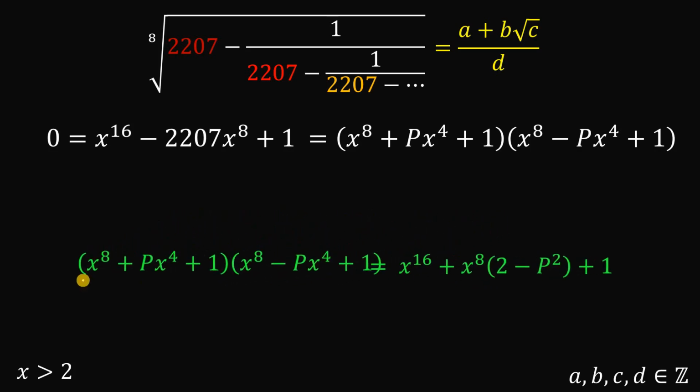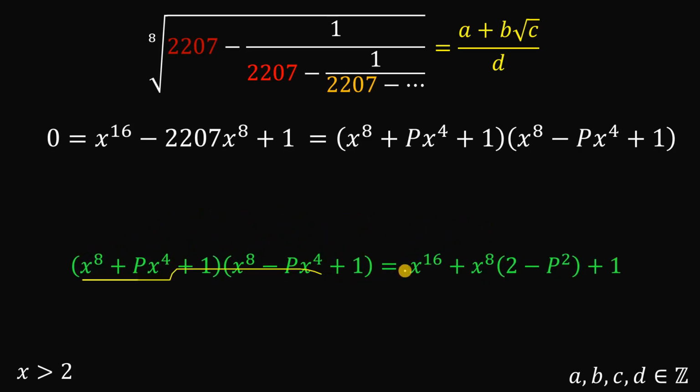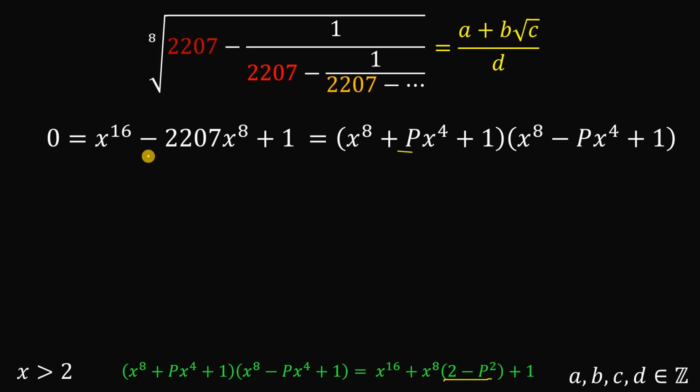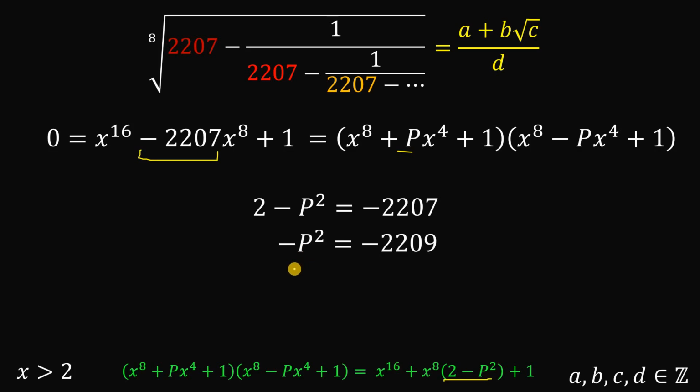So as you can see, if we multiply these two factors, this is related to our expression. To find the value of the variable p, we equate 2 minus p^2 to the coefficient of x^8, which is negative 2,207. Now, let's solve for the value of p. First, subtract 2 on both sides.